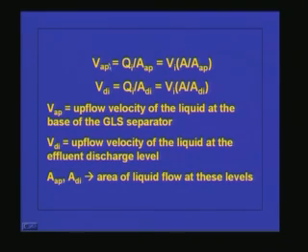So, these are the velocities. If you want to find out the velocities, whatever is coming in the aperture, this is the discharge velocity, VAP, that is nothing but the upflow velocity of the liquid at the base of the GLS separator. That we can find out, we know what is the Q and what is the cross sectional area, then we can find out that velocity. And VDI, which is the upflow velocity of the liquid at the effluent discharge level, that also we can find out if you know the area at the discharge level.